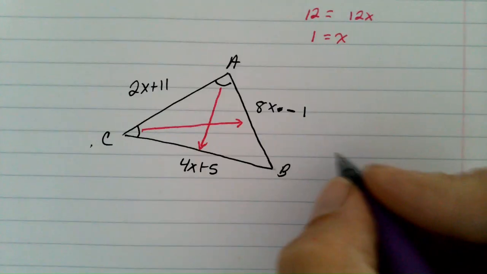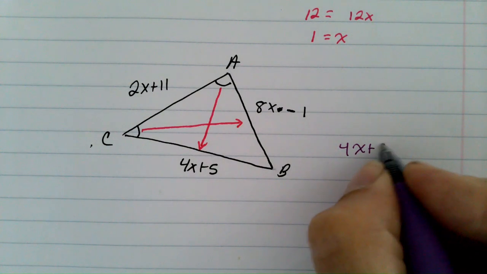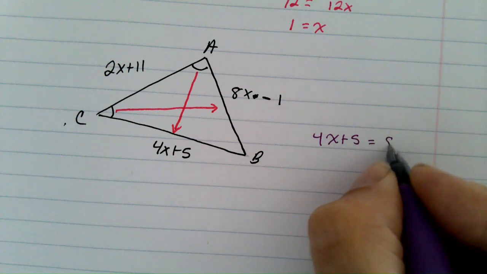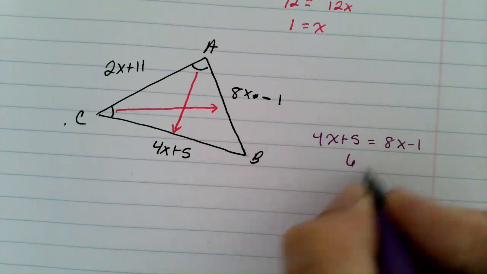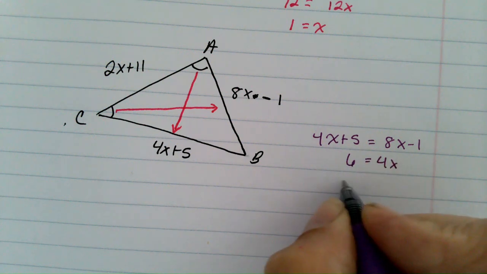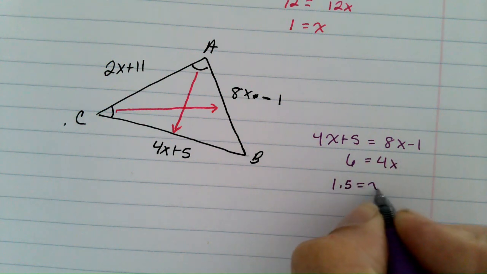So now we can come over and say, hey, 4x plus 5 must be equal to 8x minus 1. So add the 1, subtract the 4x. We find out 1.5 is the size of x.